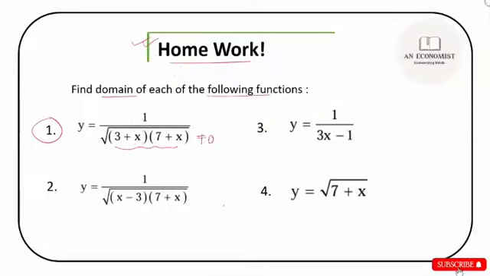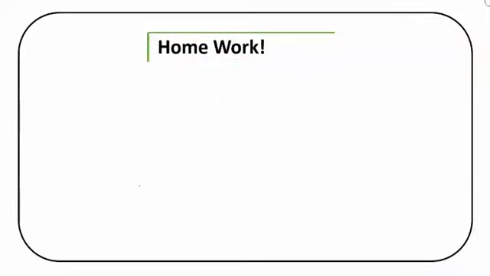I hope this is clear. This term cannot be 0. So we have two constraints here. This product has to be greater than 0 and it cannot be equal to 0. So let's go ahead and solve this question. This is question 1. We have (3 plus x) and (7 plus x), right? And we have a square root of that. So what can we do here?